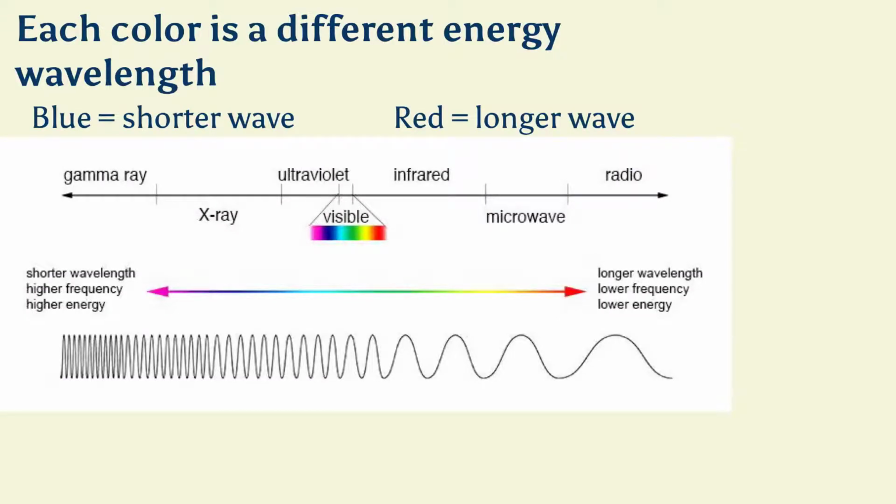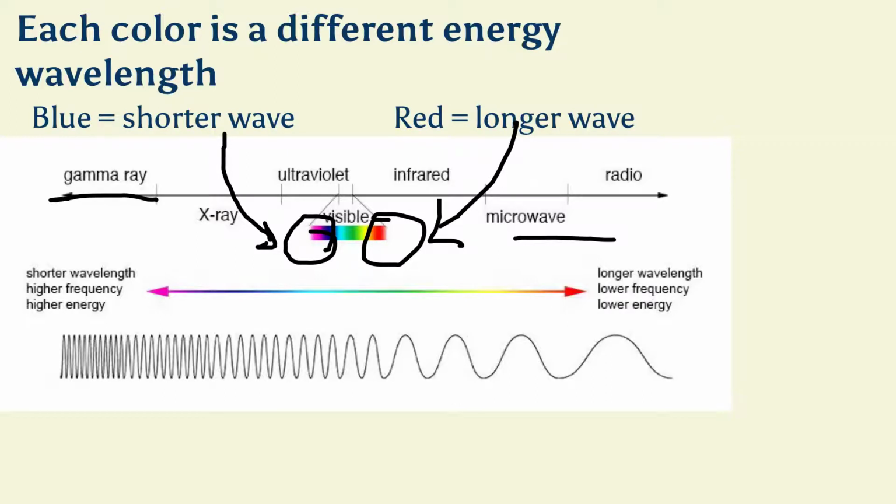Remember that each color has a different energy wavelength. You can see in the diagram here that on the shorter end we've got colors like blue and violet. So those are going to be your shorter waves. And then your longer energy waves are going to be the red. There's a bunch of other energy waves too, like microwaves and gamma rays. But for our discussion, we're just going to focus on the visible light, those colors. Again, remember that each color has its own wavelength. Blues, reds.